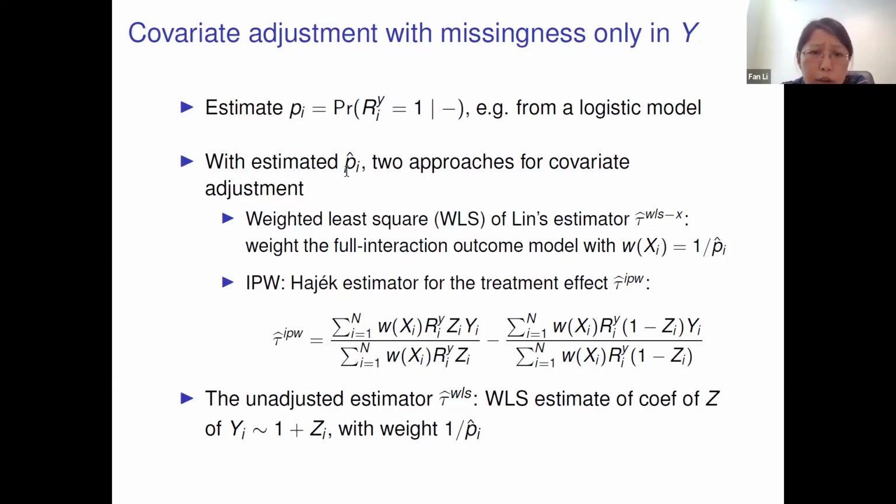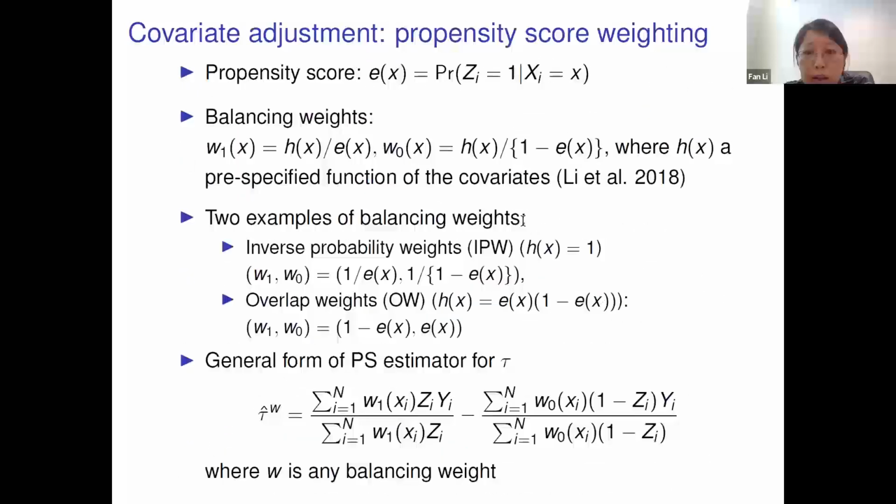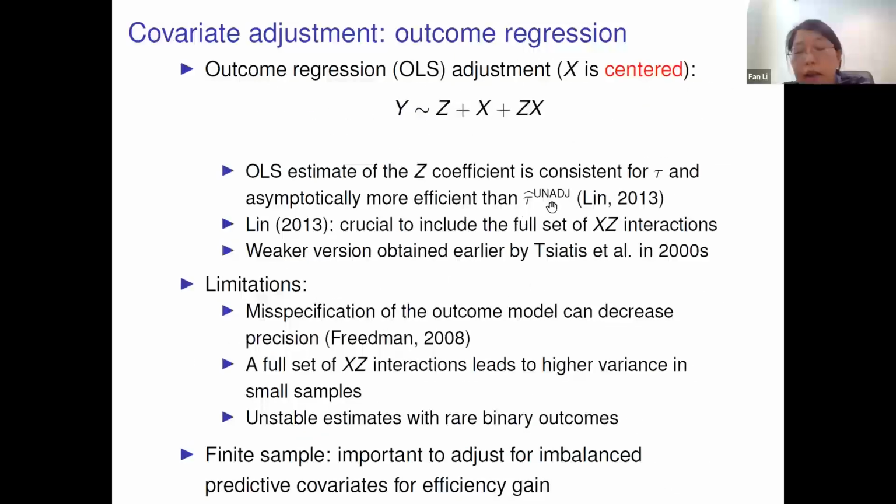Once you estimate this, there are two approaches for covariate adjustment. The first approach, remember we were talking about the ordinary least squares estimator, Lin's result. If you still remember, this is Lin's result. Again, here is the case with missingness only in Y.